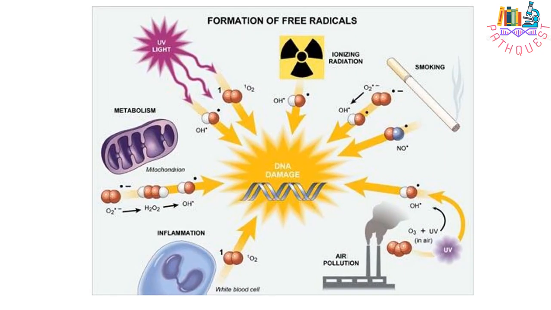Let's see what are the different processes which lead to excessive synthesis of free radicals and accumulation of these free radicals in the tissues. These processes include exposure to UV lights, ionizing radiation, smoking, air pollution, inflammatory processes, and various metabolic processes in the body. So all these processes result in synthesis of reactive oxygen species, and this ultimately results in oxidative stress and damage to the DNA.